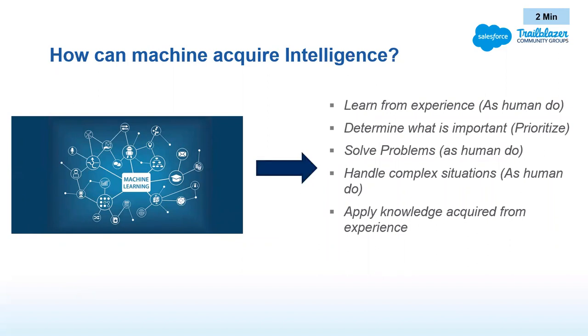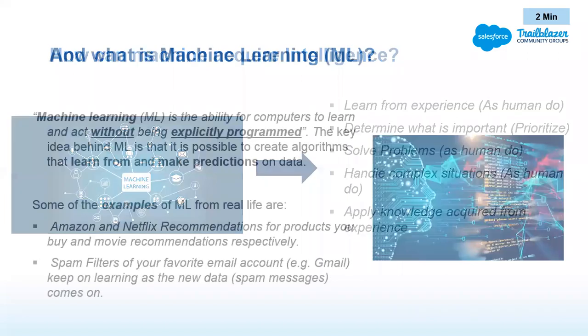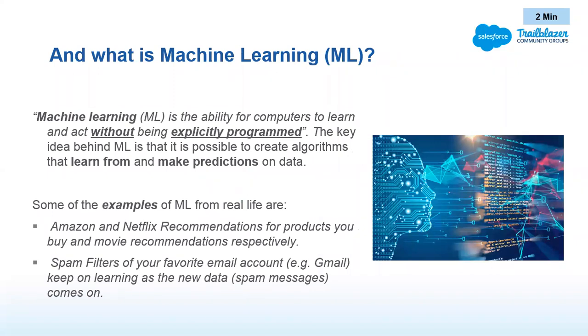And why I'm talking about this, because this is what we are trying to do with machine learning, right? With machine learning, artificial intelligence and robotics, we are trying to have the machine acquire the intelligence based on certain things. So that's the reason I said learn from experience, determine what is important, solve problems, handle complex situations, apply knowledge acquired from experience.